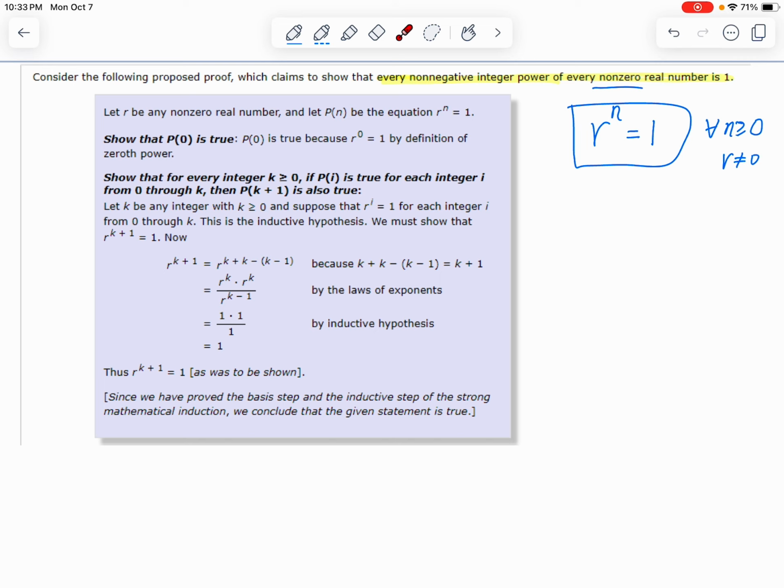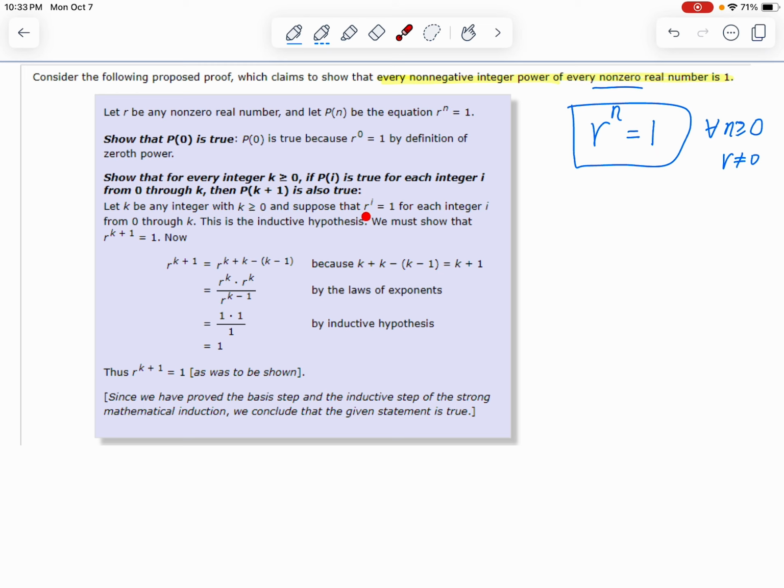Now the next is the inductive step. You're going to assume P(i) is true for all the integers i from 0 through k, where k is an integer greater than or equal to 0. And then you want to prove that P(k+1) is also true. So that's the correct statement of the inductive step. You will have to do that. So let's see the proof. Let k be any integer with k greater than or equal to 0, which is good.